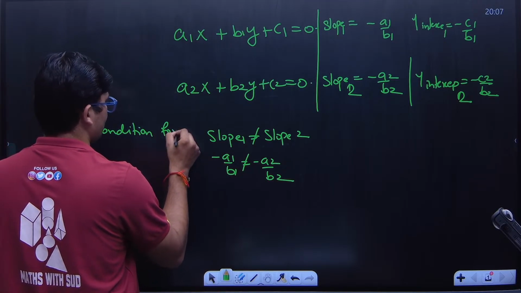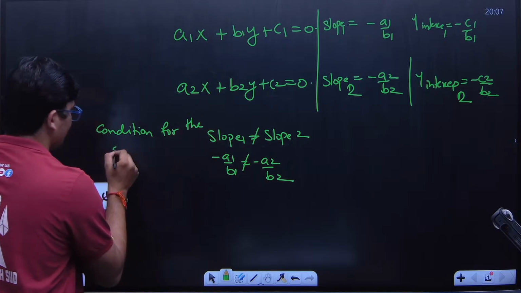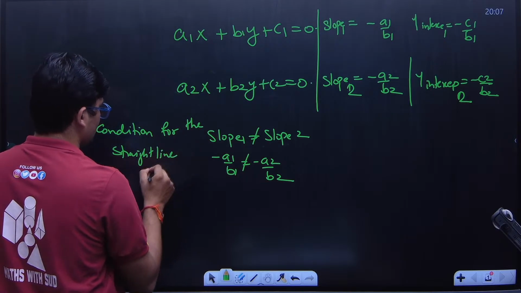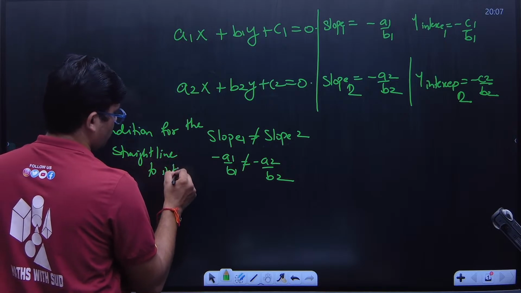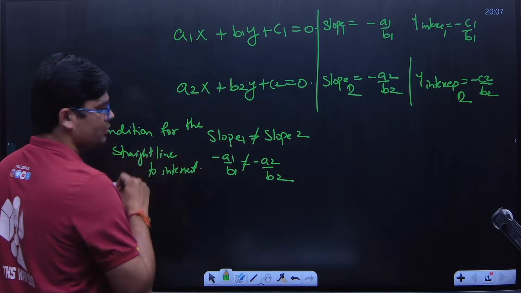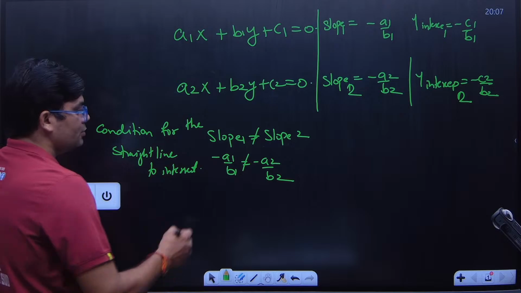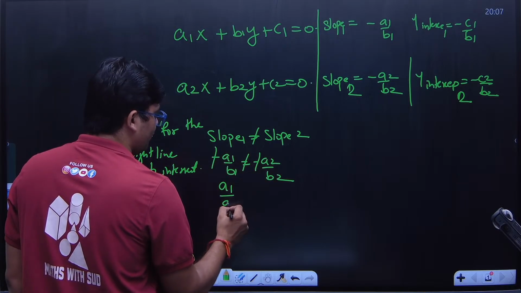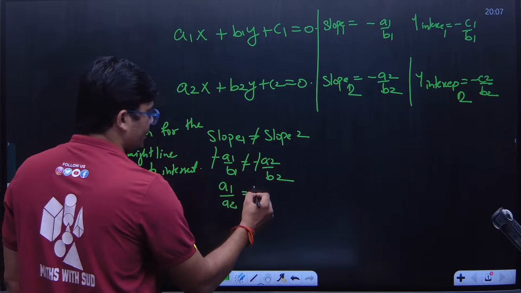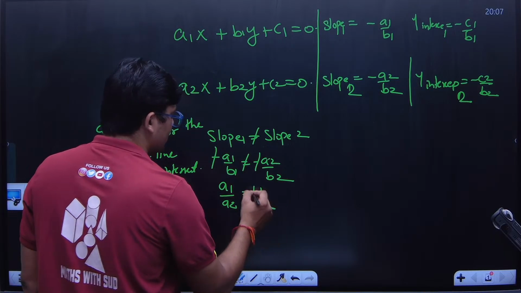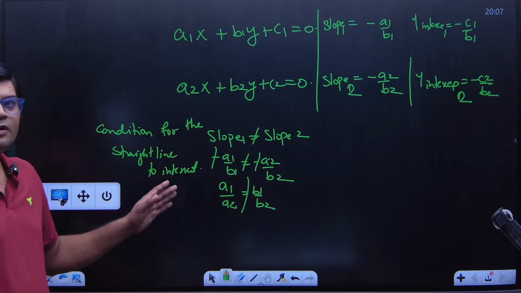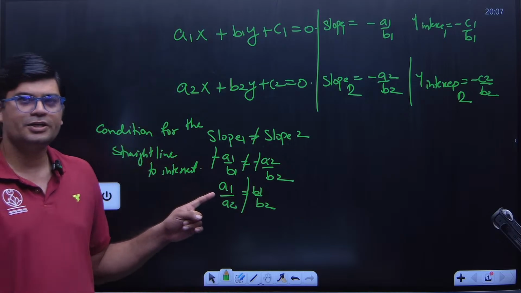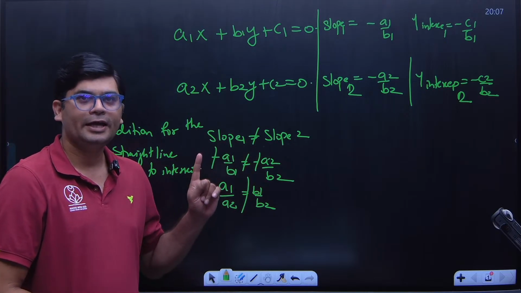Condition for the straight lines to intersect. So minus and minus will get cancelled out, and a1 upon a2, I will bring down this a2 here and I will take b1 upon b2 on the other side and put the not equal sign. So a1 upon a2 is not equal to b1 upon b2. This is our first condition for the straight lines to be intersecting.